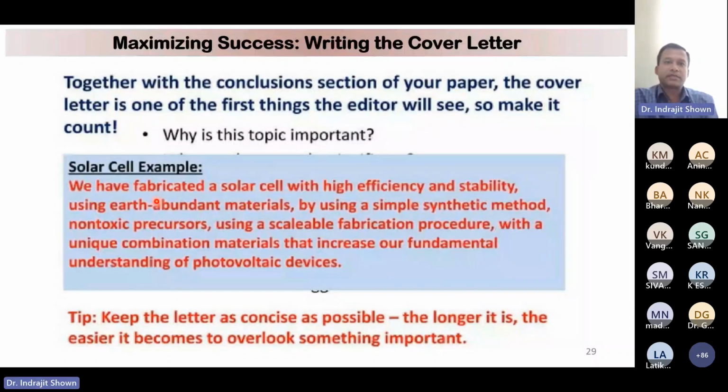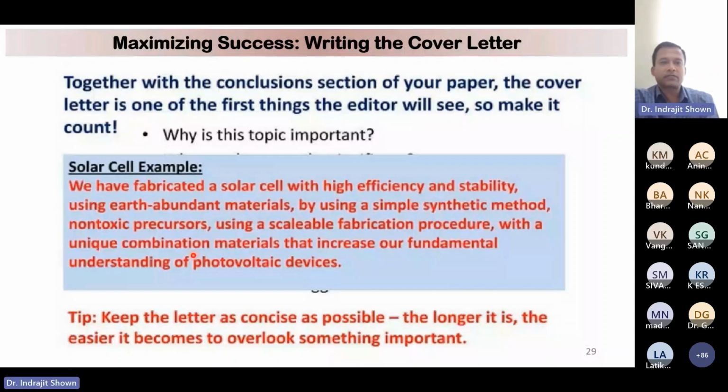Because for a high impact journal, the editorial acceptance rate is basically 1%. Even some journals have 0.5%. That means suppose one day they collect 100 manuscripts, based on that, only one manuscript will be taken for the review process. That is called 1% acceptance from the editorial board. Now, based on that, you have to give importance to the cover letter.